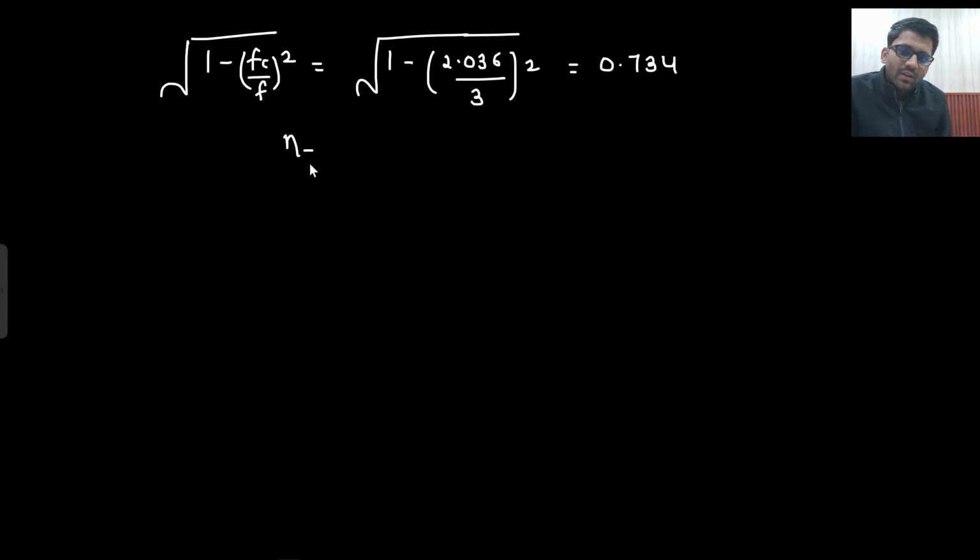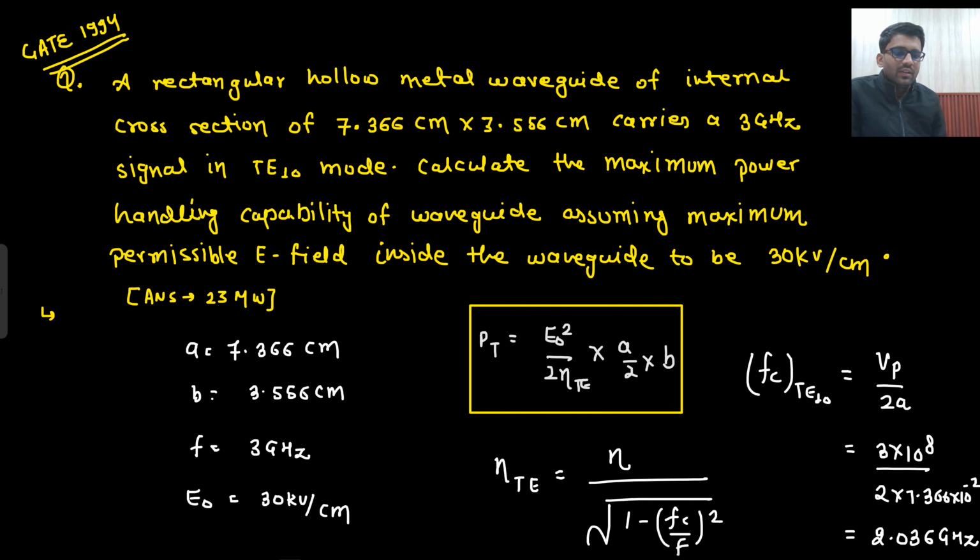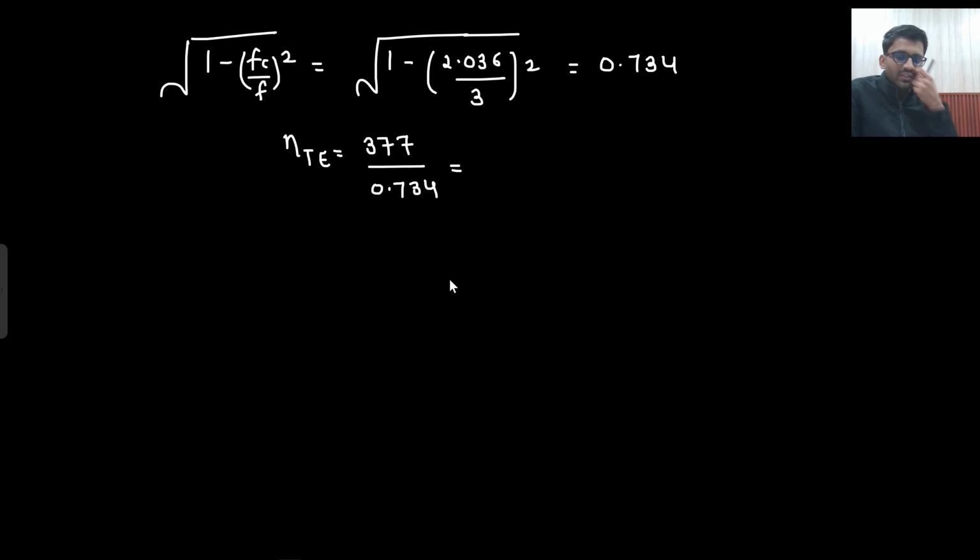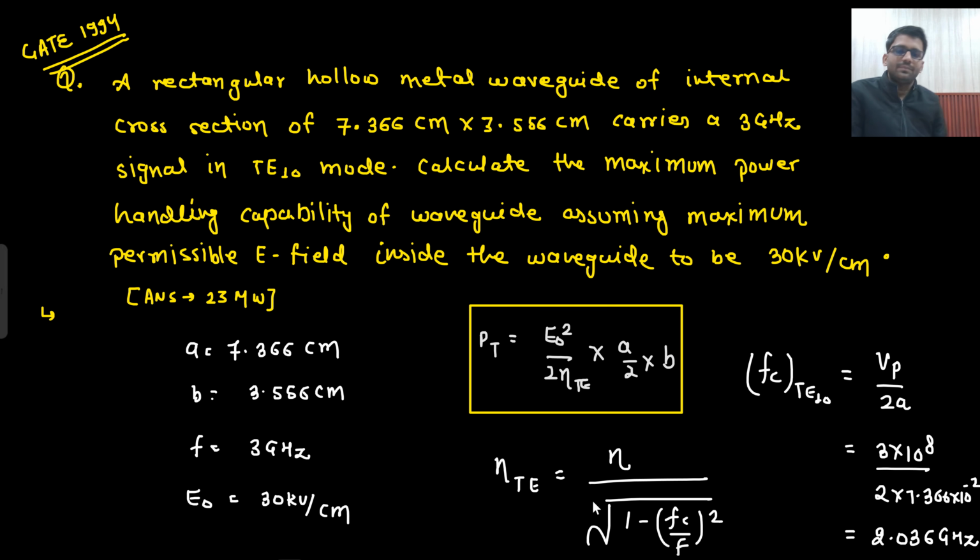And then if I need to calculate eta TE, that would be 377 divided by 0.734, right? Because this is 377 only. Eta air is 377, divided by 0.734. So reciprocal into 120 into pi. So you are getting 513.38. This is your eta, that is ohm.